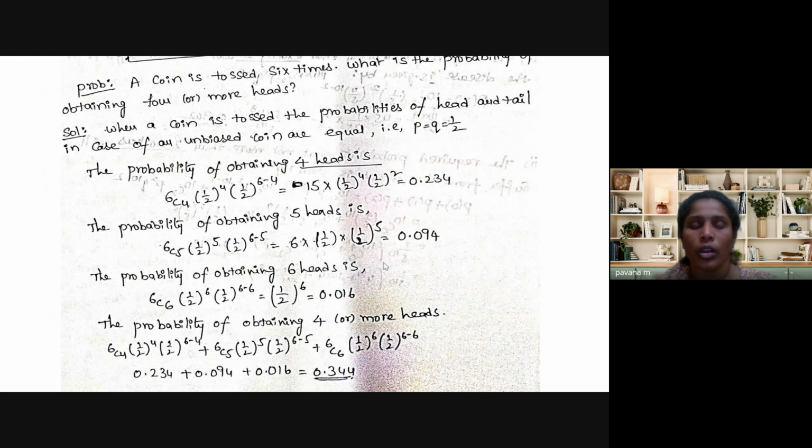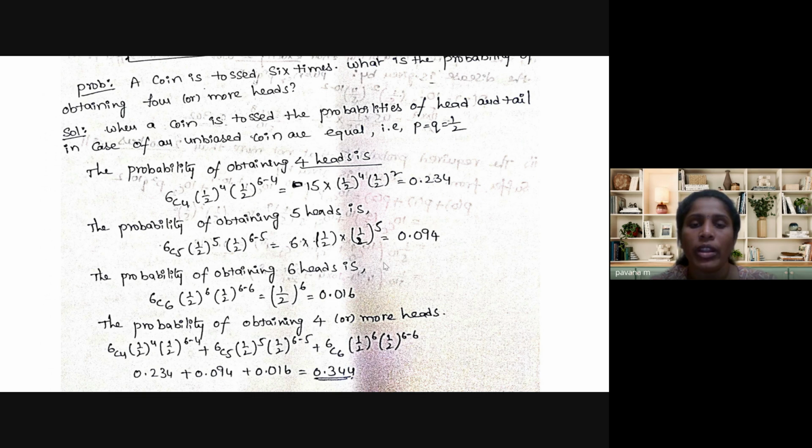Okay, so the problem: a coin is tossed 6 times, that means n is 6. What is the probability of obtaining 4 or more heads? So here r is equal to 4, 5, 6. That means 4 or more heads.